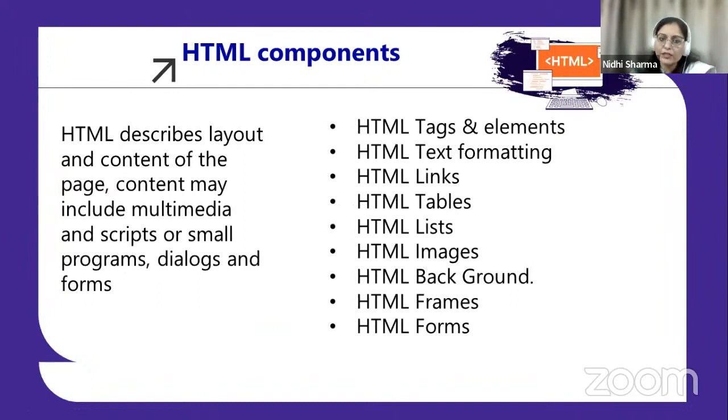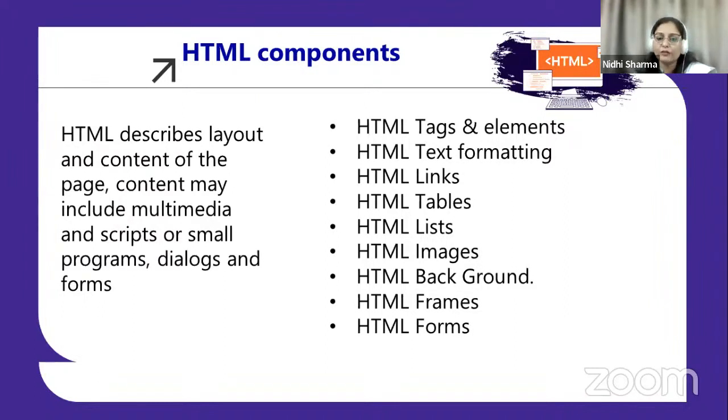So the various components or objects that we can list on a particular web page can be tags or elements. We can use text formatting features. We can link the web pages. We can create tables. We can create lists. We can create images. We can change the background color also, and we can set any particular image as the background. Sometimes we need to set our company's logo as the background of a web page. That can be done. We can set the background image. We can change the background color.